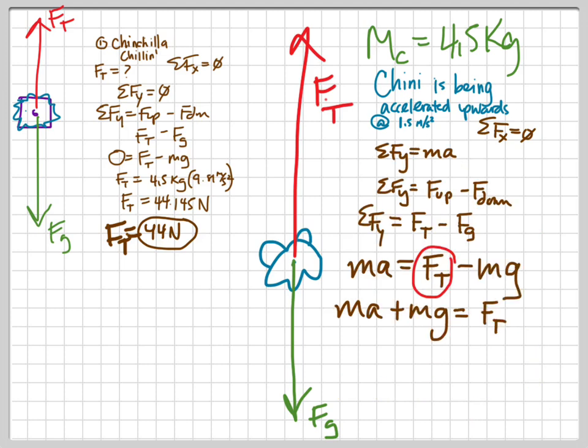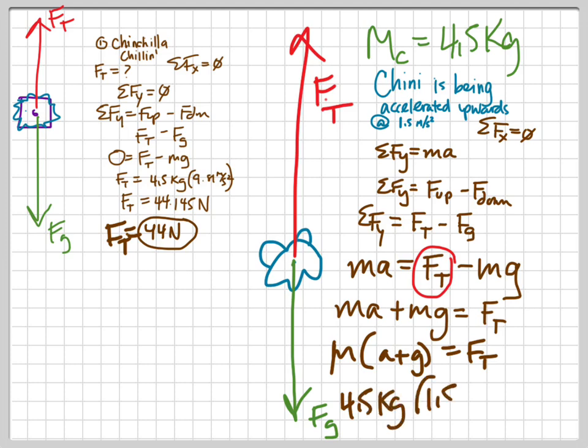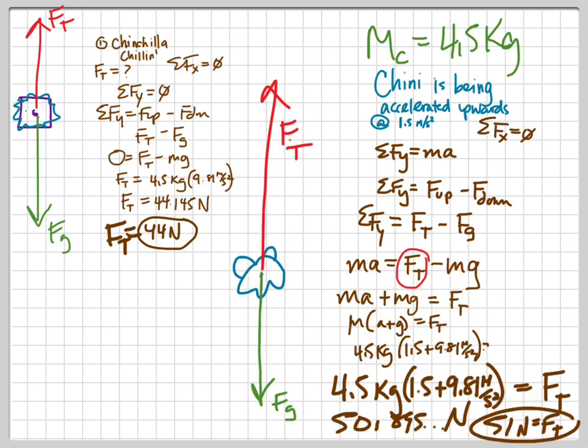Is there any way that we can make this a little bit easier on ourselves and do fewer actual steps? Sure, we can factor out an m. So we could do m times (a plus g) equals force of tension. So 4.5 kilograms times (1.5 plus 9.81) meters per second squared equals our force of tension. Okay, so what we can see is just that accelerating the chinchilla upwards is going to require more force of tension on the cable than just holding the chinchilla at stasis.